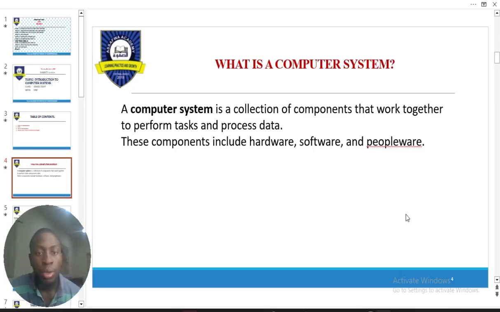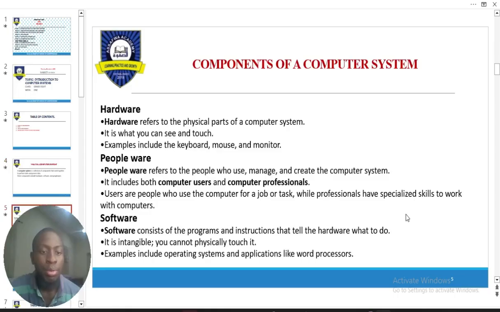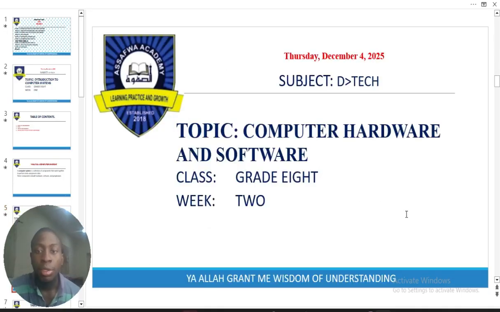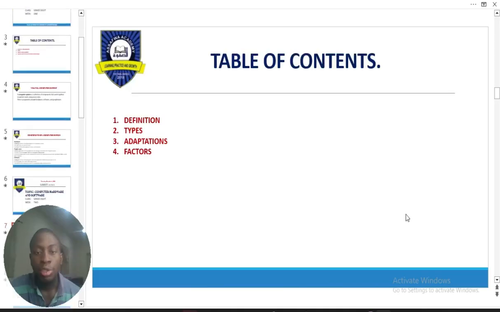Several components make up the computer system, which include hardware, software, and the people. Now we talk about them in detail. We say hardware is the physical part of the computer, right? That means those parts that you can see and touch. People are those that make use of the computer. And lastly, software is a set of programs or instructions that tells the hardware how to go about doing their task. Next, we talk about the hardware and software in detail.